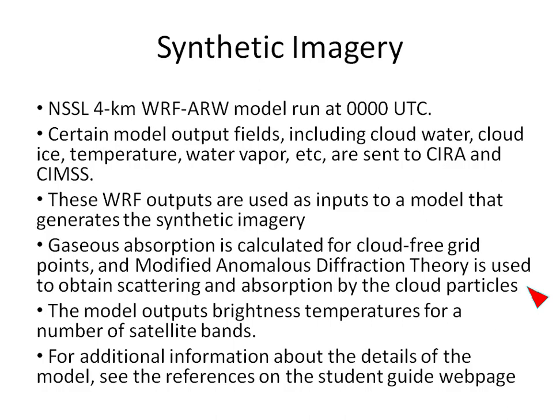Gaseous absorption is calculated for cloud-free grid points, and modified anomalous diffraction theory is used to obtain scattering and absorption by the cloud particles. The model outputs brightness temperatures for a number of satellite bands. For additional information about the details of the model, see the references on the Student Guide webpage.